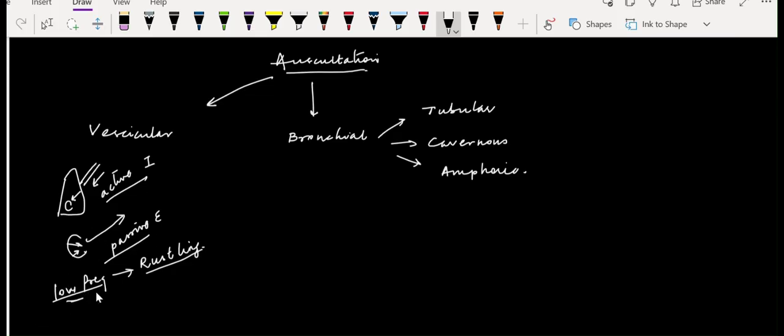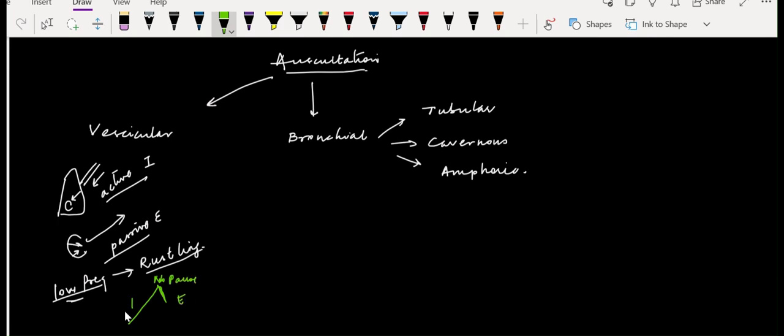Now when they ask you to make a diagram of these vesicular breath sounds, you will have a longer inspiratory phase. Why? Because this is active, and takes time to go through the entire passage, the bronchi, then the lower bronchi, respiratory bronchioles, and the air sacs, finally to the alveoli. Since it is reaching up to the alveoli, at the end of inspiratory effort there is elastic recoil, and suddenly the air comes out because of the elastic recoil. So this is very fast. This is inspiration, no pause, expiration. Inspiration, no pause, expiration. This is how you draw the vesicular breath sound.